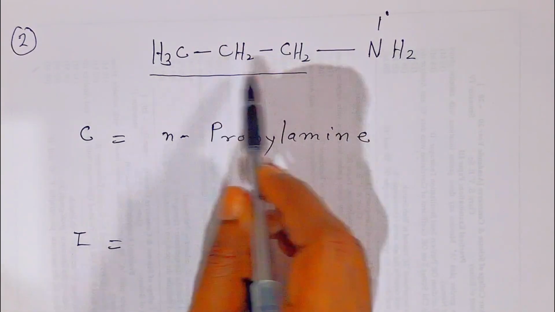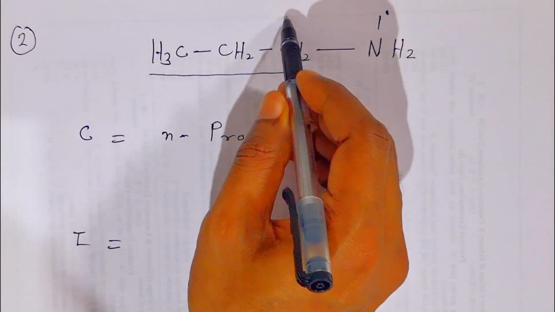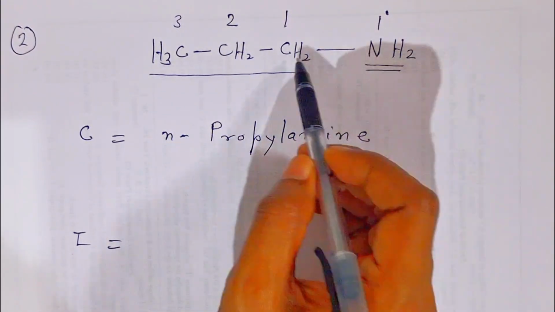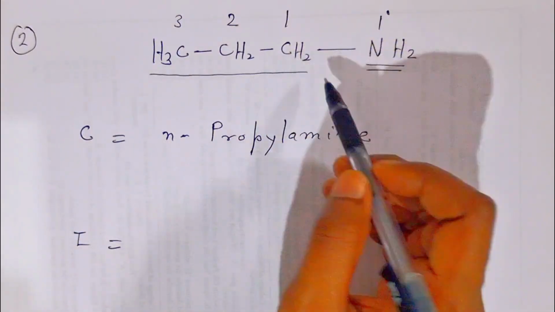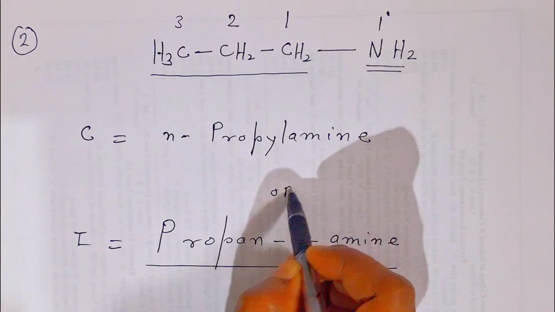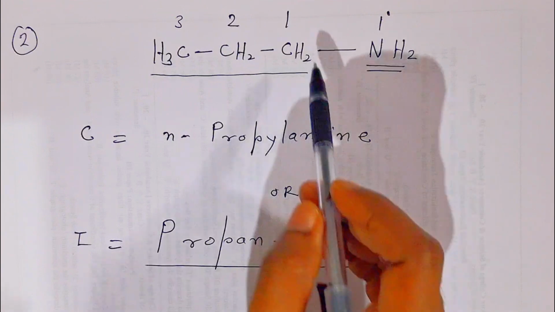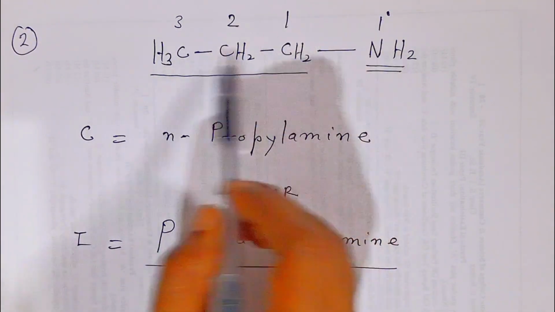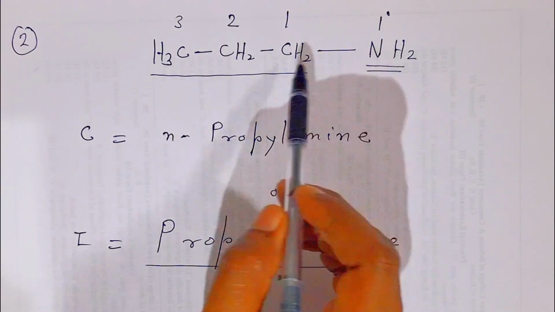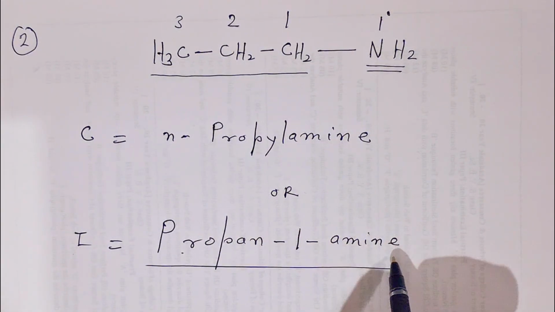Now what will be the IUPAC name students? Here which hydrocarbon is it? It is propane. You have to start numbering from this side, 1 2 3. This ammonia is attached to the first carbon of this propyl, so we call it propane 1 amine. So N-propyl amine is nothing but propane 1 amine. Why is it 1 amine students? Because you have to give the longest chain of these hydrocarbons. This hydrocarbon will carry the lowest number to which the amine group is attached. So this is first carbon, second carbon, third carbon, so we will name it propane 1 amine.